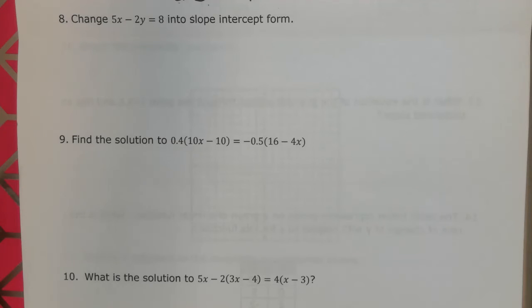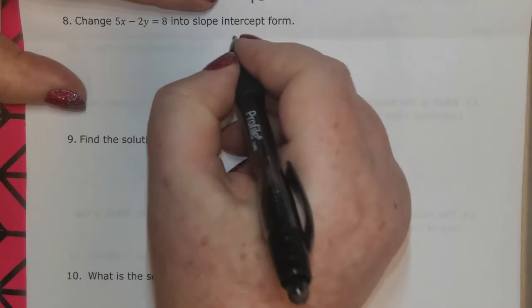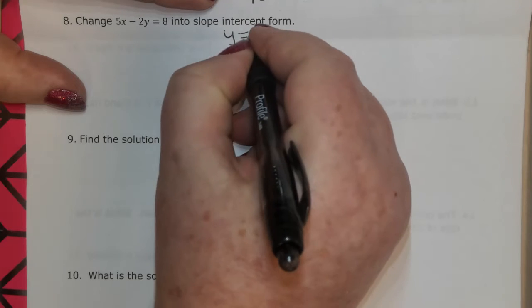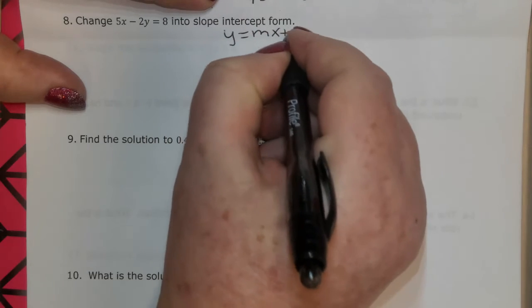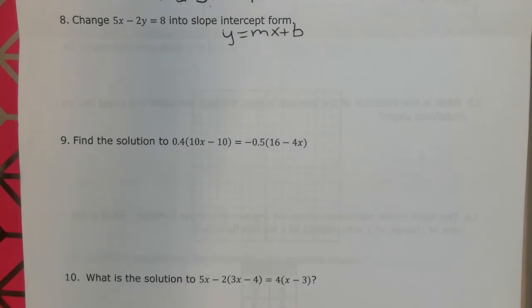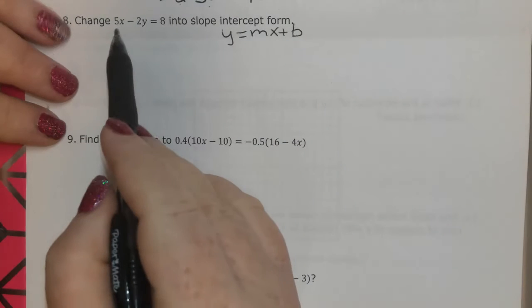Number 8. Change 5x minus 2y equals 8 into slope-intercept form. Slope-intercept form is y equals mx plus b. This is something we've got to be able to do. We've got to be able to put things in slope-intercept form to be able to use the technology we have available to us. So, currently this is standard form.